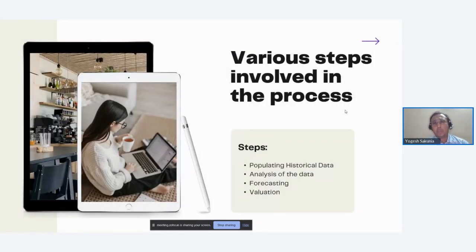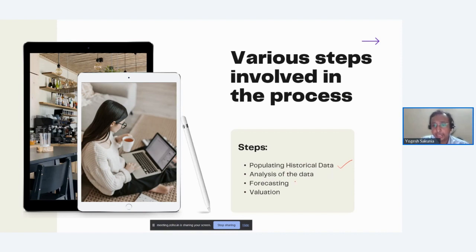So what do we do in a financial model? There are broadly 4 steps involved. The first step is to look at some historical data. When you're doing a valuation of a particular company, you will have to populate some historical data. How much historical data depends on a case to case basis. However, if you are doing a project model, which is a new project with no historical data, you just go directly into the forecasting aspect.